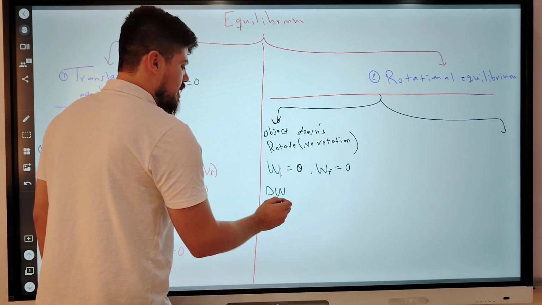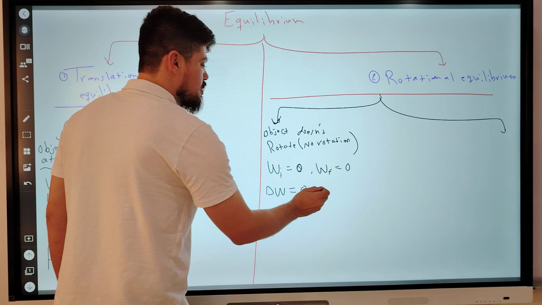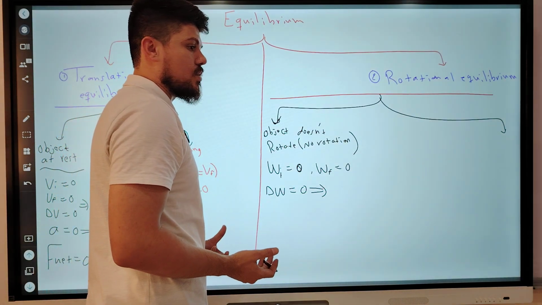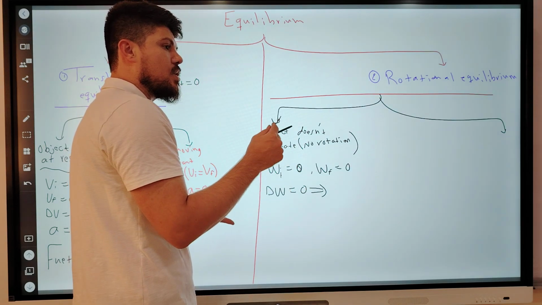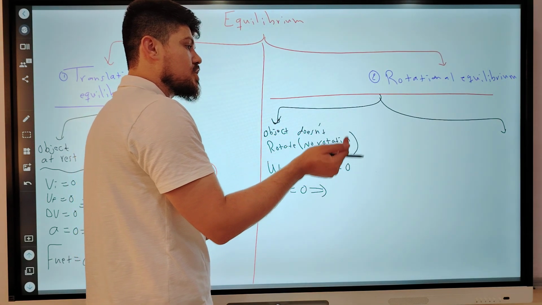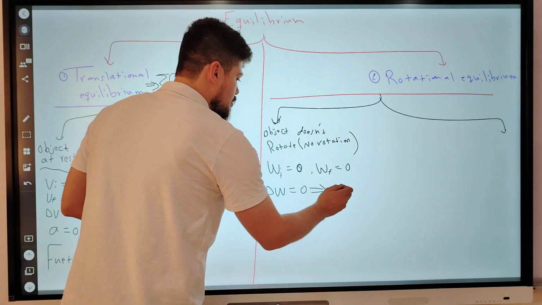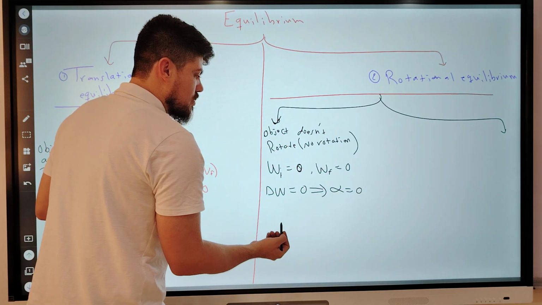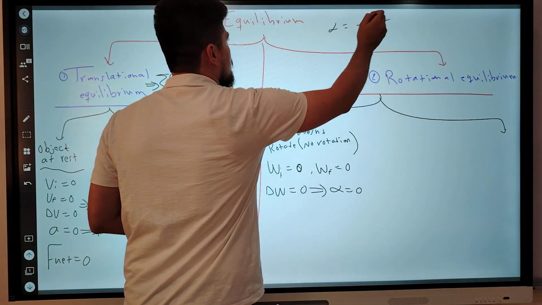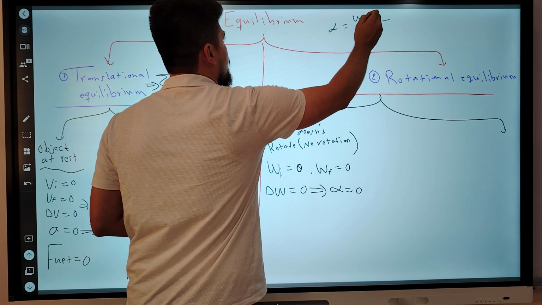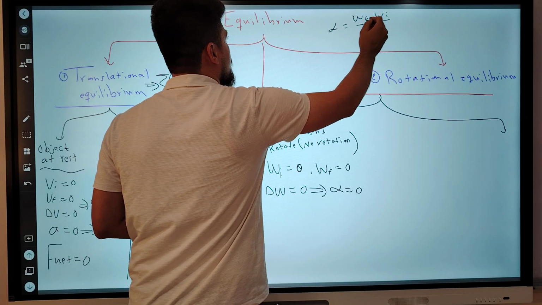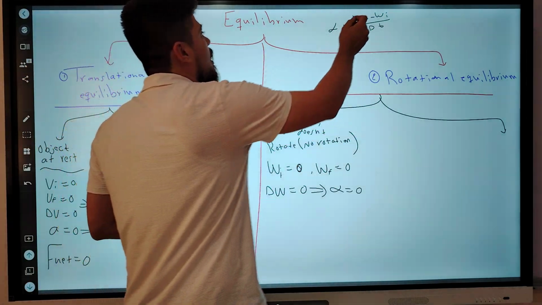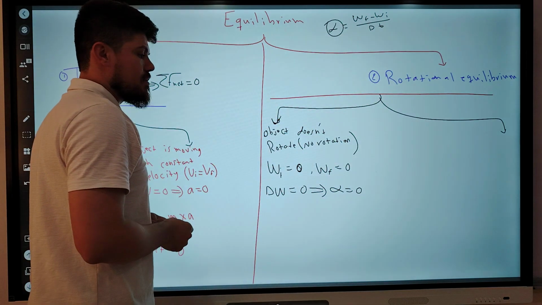So what about the change in angular speed? Also 0. If the change in angular speed is equal to 0, angular acceleration also becomes 0. Why? Because angular acceleration depends on the change in angular speed. Angular acceleration is equal to omega final minus omega initial over time. If omega final is equal to omega initial, or both are 0, angular acceleration also becomes 0.